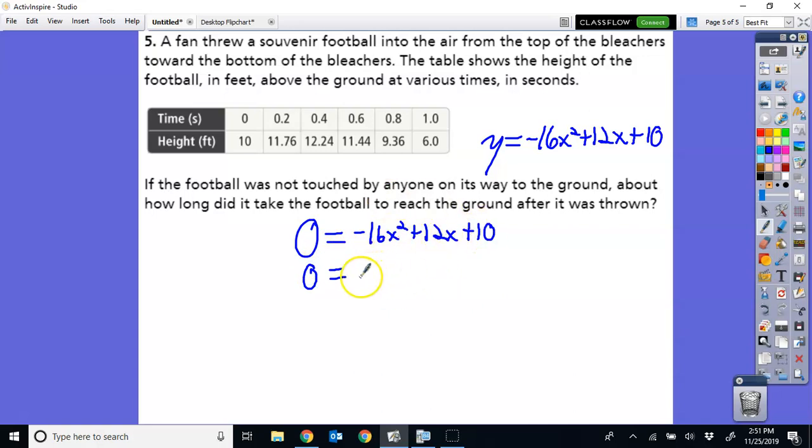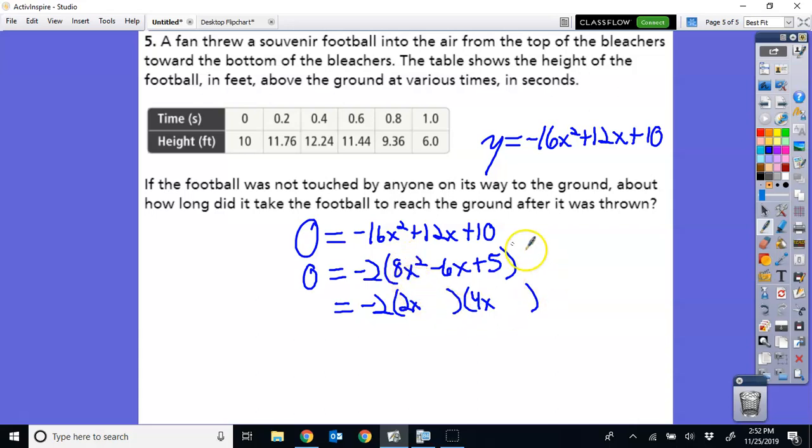I can divide everything by negative 2. That would make this 8x squared, negative 6x, and plus 5. And when I look at that, it looks like it might factor. Let's check it out. We could take this and do 2x and 4x, which would give me 8x squared. And then I've got 5 and I've got 1.